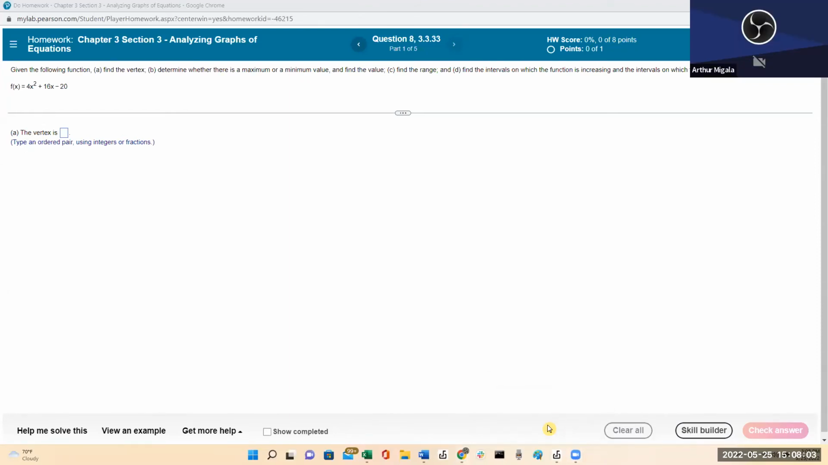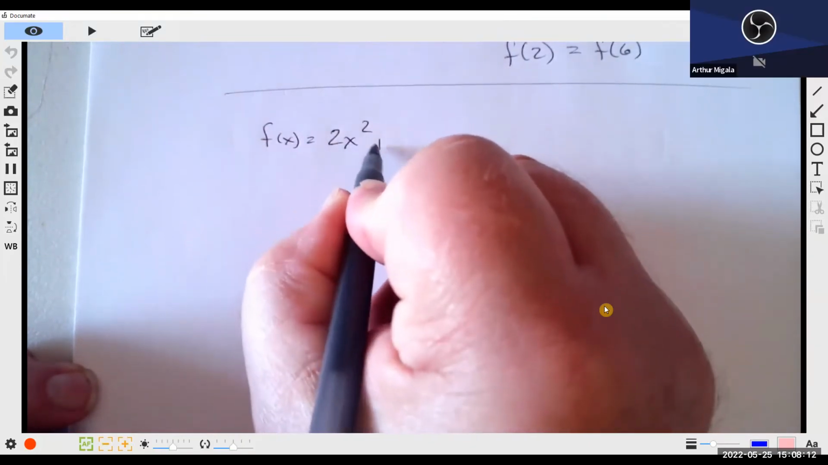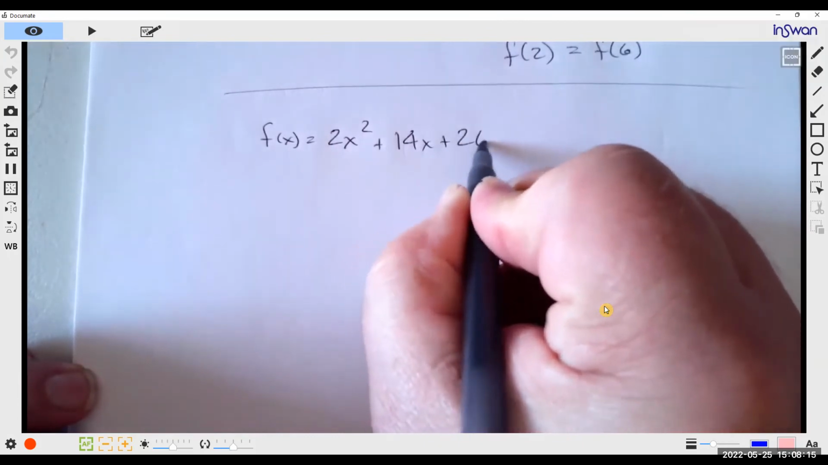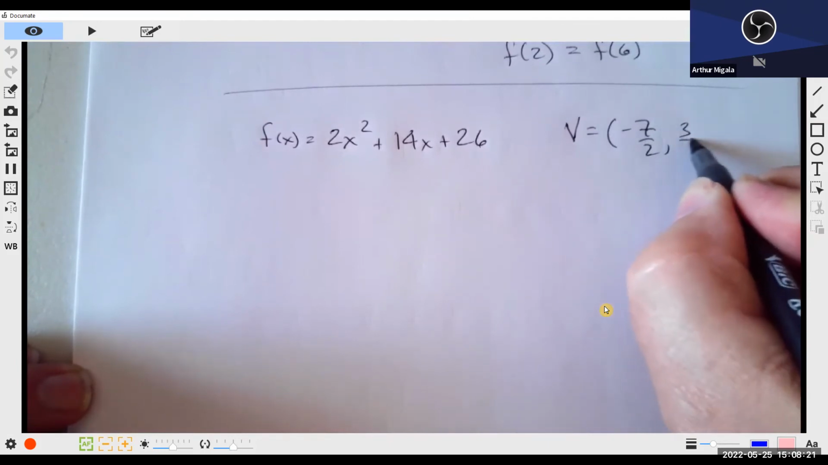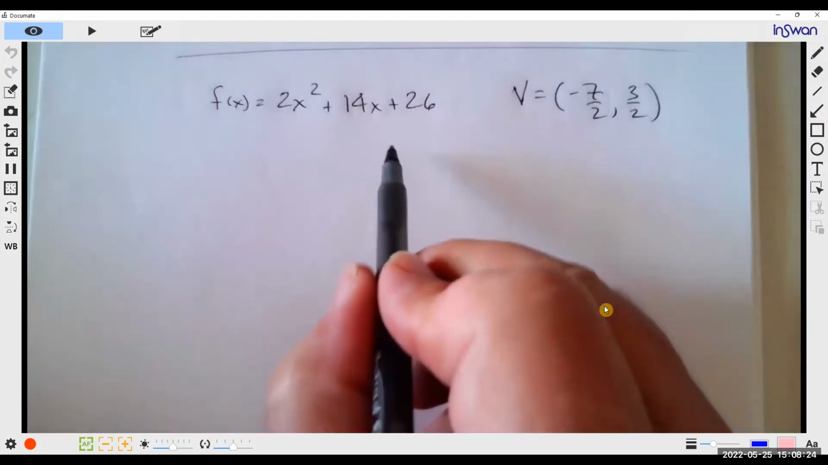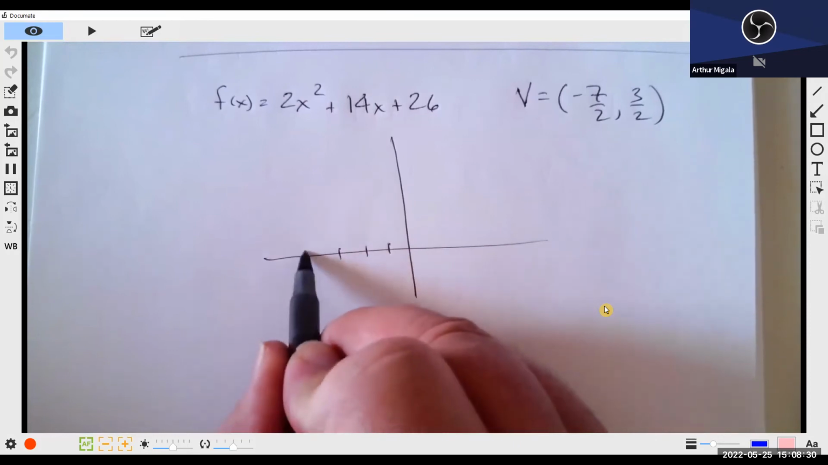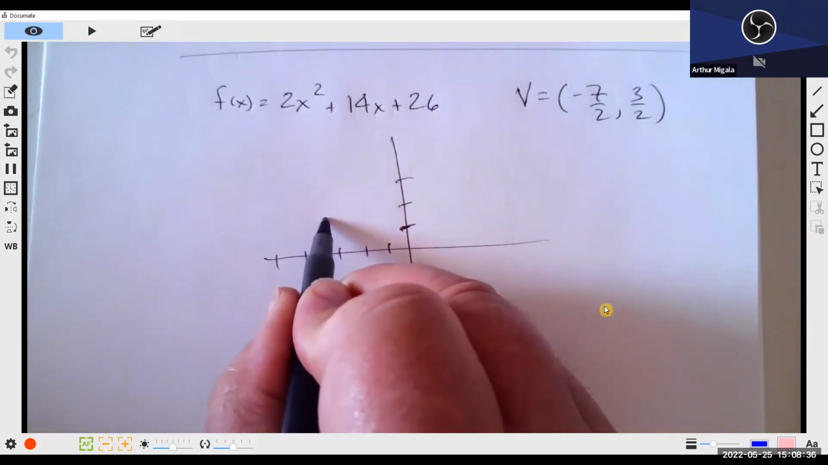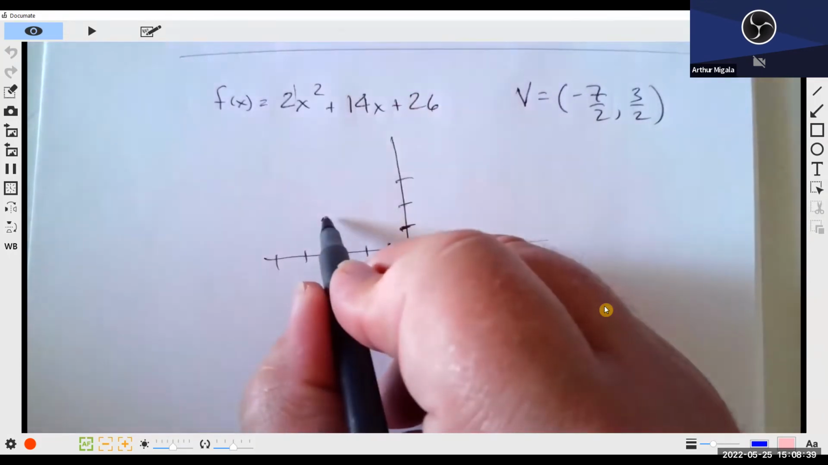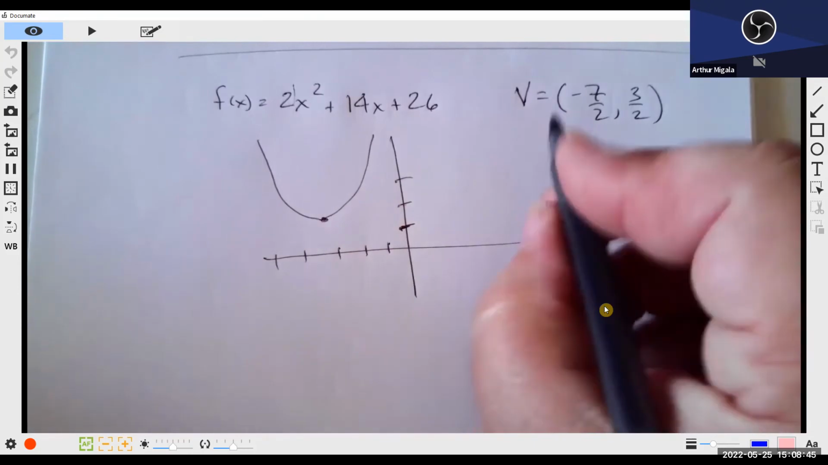Let me close it. Okay, so let's go back to our previous example. 2x squared plus 14x plus 26. We know the vertex is at -7/2, 3/2. So we know that's our vertex. It's positive, so it opens up.